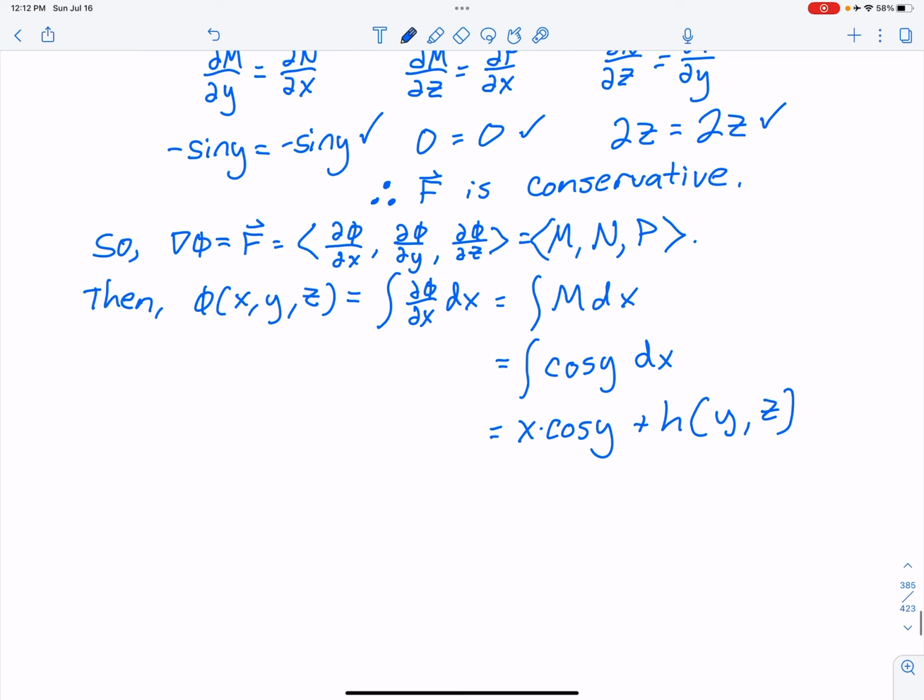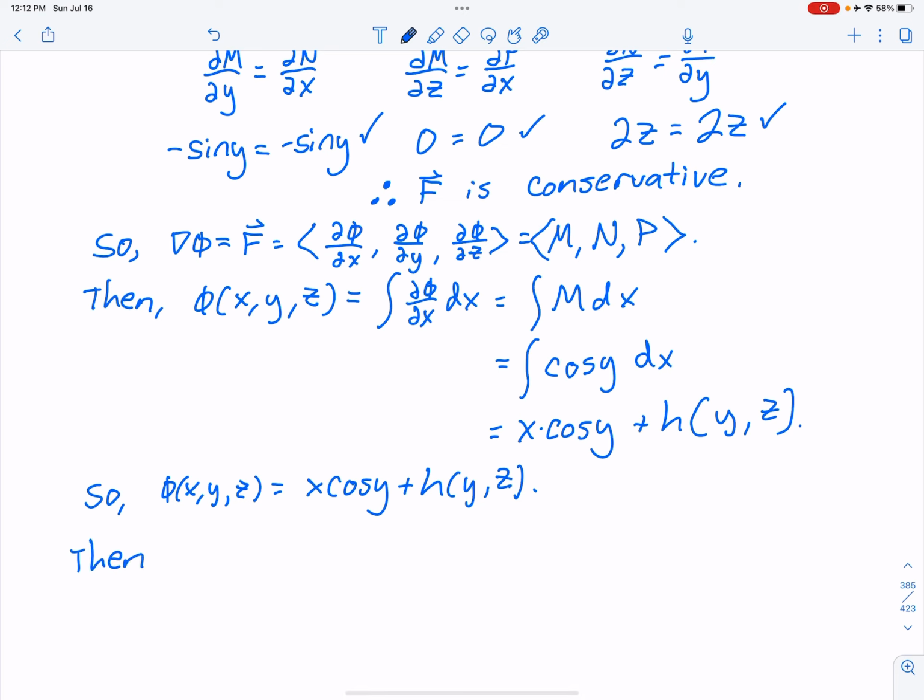All right, so we have that now. I like to rewrite my function at this point. So phi of x, y, z is equal to x cosine y plus h of y, z. The reason I like to rewrite it is then I take my derivative. So remember, we integrate, then we take the derivative to get the next part. So it's going to be phi with respect to y now. So that's going to give me a negative x sine y plus the partial of h with respect to y.